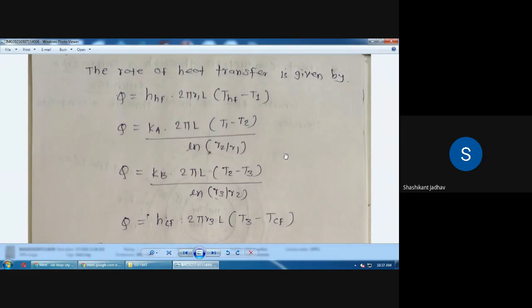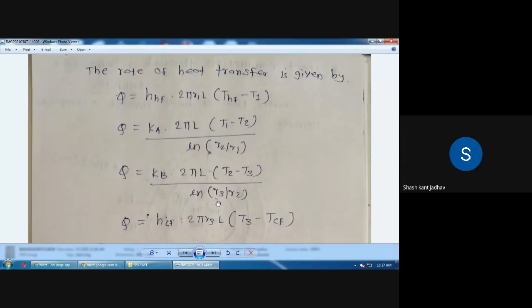Then Q is equal to KB into 2 pi L into T2 minus T3 divided by ln of R3 by R2. इक्वेशन सेम असणार आहेत फक्त नोटेशन चेंज होणार आहे. लेअर बी मध्ये रेडियस काय असणार आहे, R2 आणि R3 रेडियस आहे म्हणजे इक्वेशन काय येणार आहे, ln of R3 by R2 येणार आहे. आणि टेम्परेचर चेंज काय असणार आहे, T2 आणि T3 असणार आहे. So therefore T2 minus T3 आणि थर्मल कंडक्टिव्हिटी KB म्हणून आपण KB घेतलेला आहे. Okay, so Q is equal to KB into 2 pi L into bracket T2 minus T3 divided by ln of R3 by R2.